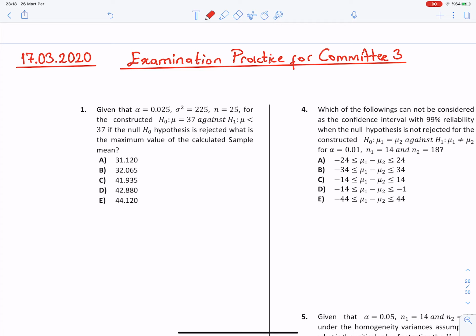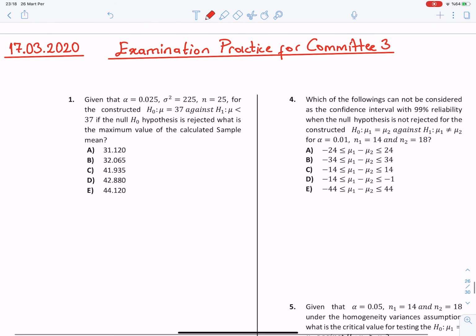I'm supposed to ask 10 questions for this course for Committee 3 for the biostatistics course. I brought you the 10 questions from the previous year, and I'm going to prepare similar questions for Committee 3. But I'm not sure when the examination will be, or maybe you won't have a special examination for Committee 3. You'll have a single examination at the end of the semester. It depends on the coronavirus attack.